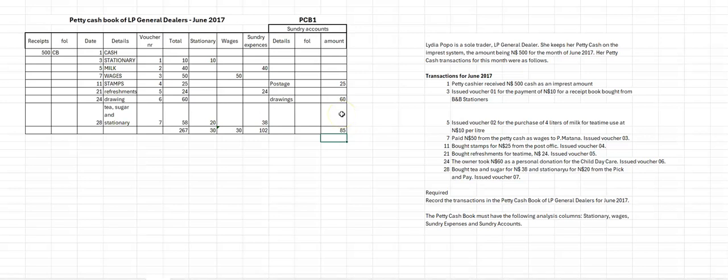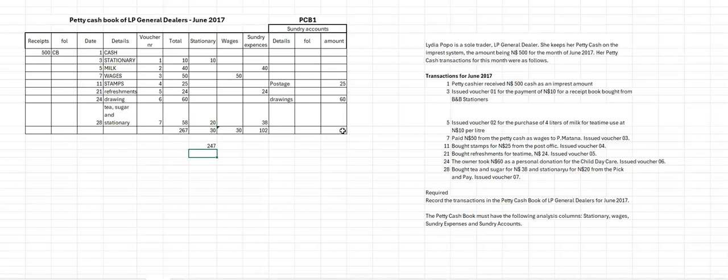So if we total all of them and we add the stationery, wages, sundry expenses and the sundry account amount together, then they should accumulate to 267. So let's see if that happens. Okay, so we say equals 30 plus 30 plus 102 plus 85, and that will give us 247. So there's something missing here. Now we need to make sure what is actually missing and why it is missing.